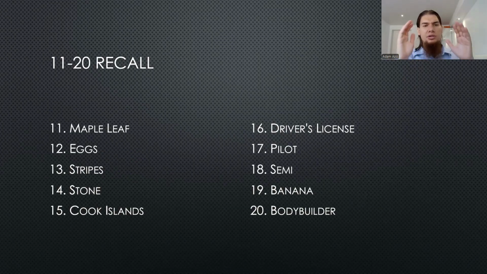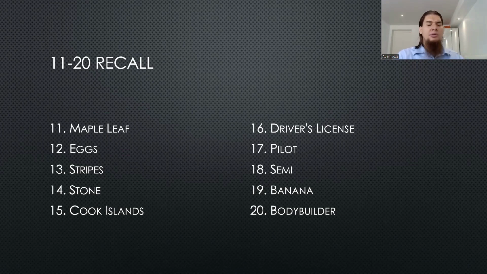Okay, now do your best to recall the list in blue, even though we only have the Earth list available. So number 11 was maple leaf. Do you recall where the maple leaf was? It was in a book. Number 11 was book. Number 12 was eggs. What was guarding the eggs? It was an eagle. Number 12 was eagle.